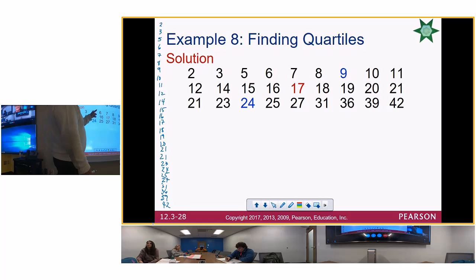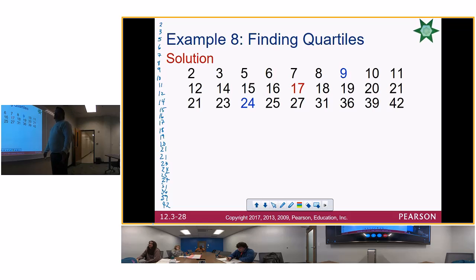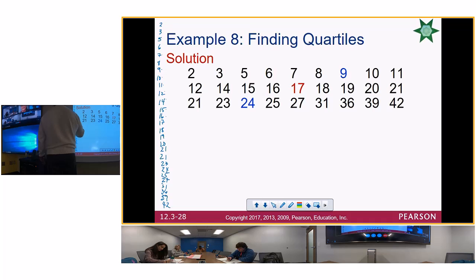Well, 1, 2, 3, 4, 5, 6, 7, 8, 9. 27? Yes. Is 27 odd or even? Odd. Odd, so we just find the middle number. So 27, what's half of 26? 13. 13, so we need the 14th number. So let's count down. 1, 2, 3, 4, 5, 6, 7, 8, 9, 10, 11, 12, 13, 14. 17 is our middle number.